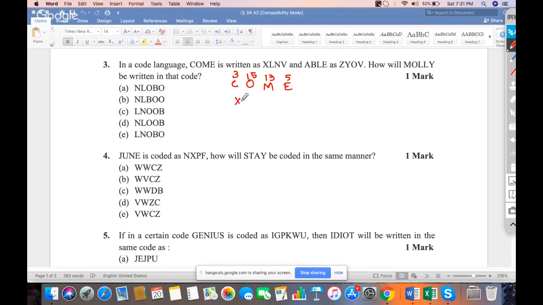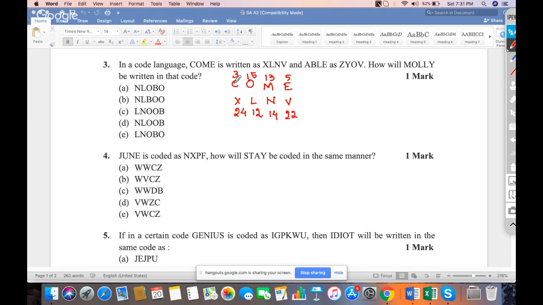So X is 24, L is 12, N is 14, and V is 22. So you look at here, what is happening? If you add all these numbers, you get 27. It means that 24 plus 3 is 27, 15 plus 12 is 27, 13 plus 14 is 27, 5 plus 22 is 27.